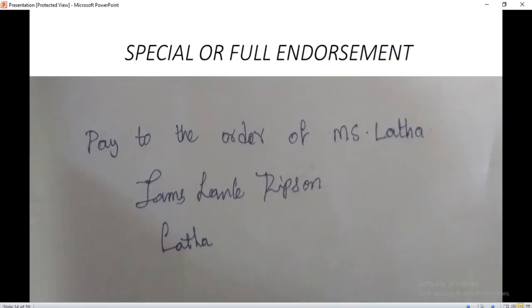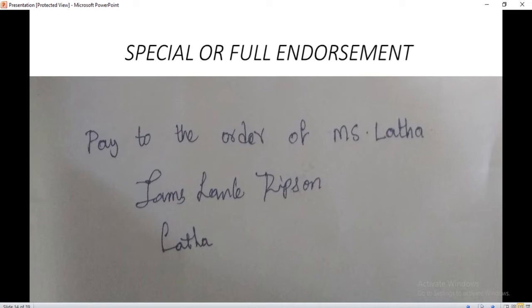Next is special or full endorsement. It comes under section 16 in the Negotiable Instruments Act 1881. In this endorsement, it contains not only the signature of the endorser but also the name of the person in whose favor the endorsement is made. Then only the endorsement is full.